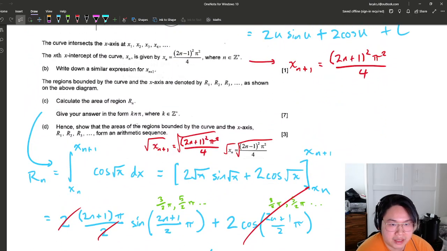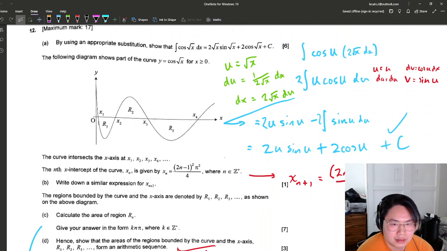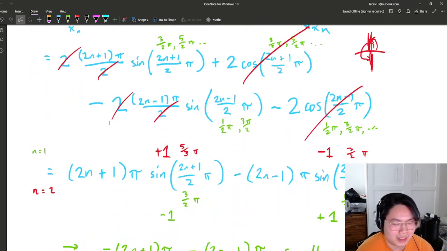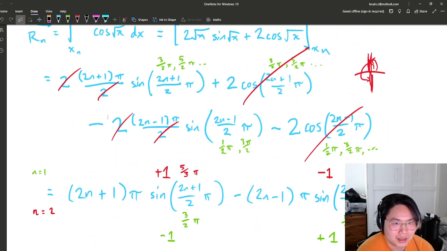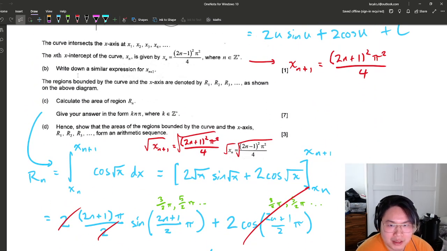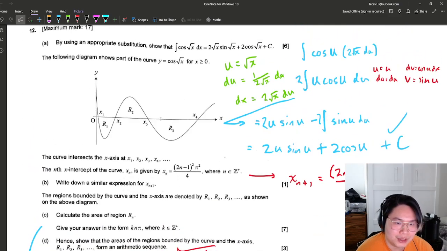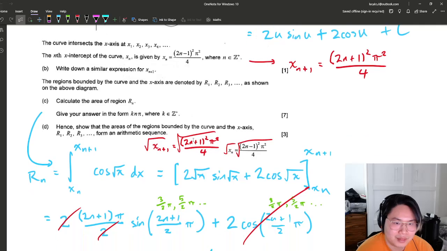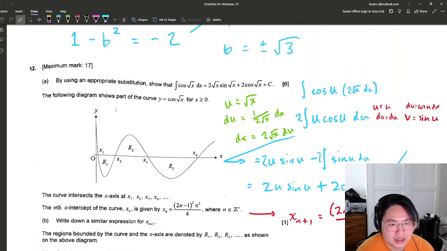Hence, show that the areas of the regions bounded by the curve R1, R2, R3 form an arithmetic sequence. You can't form an arithmetic sequence if it alternates between positive and negative. They must be ignoring the fact that this is negative. Is it the wording? Bounded? Are bounded areas just positive? I don't think so. If it's below, then it's negative. But they should have worded this one better. Okay.